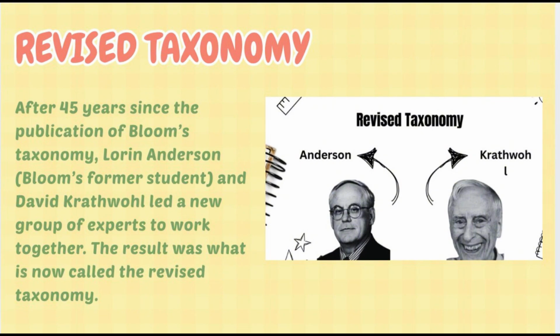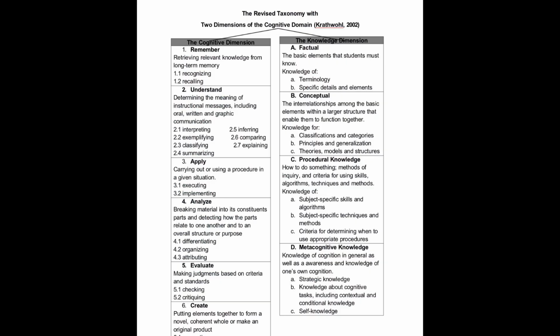The revised taxonomy introduced 2 dimensions, the cognitive process and knowledge types. This allowed educators to better align learning goals with activities and assessment.